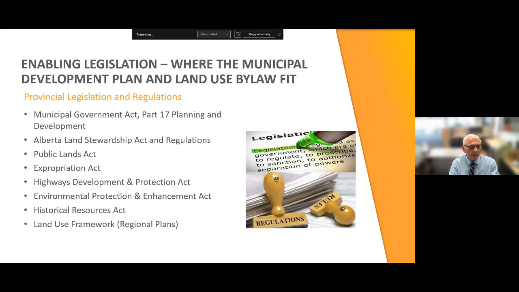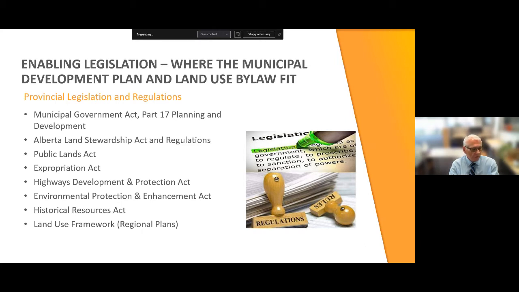So in looking at the Municipal Development Plan and the Land Use Bylaw, it's important to understand how they fit, why they are required, and who's saying we have to do them. That's what we call the enabling legislation. The most important document for most municipalities is the Municipal Government Act. The Municipal Government Act, particularly in Part 17, looks at planning and development specifically. Those are the rules about what an MDP is, what goes into an MDP, and what has to be in a land use bylaw.